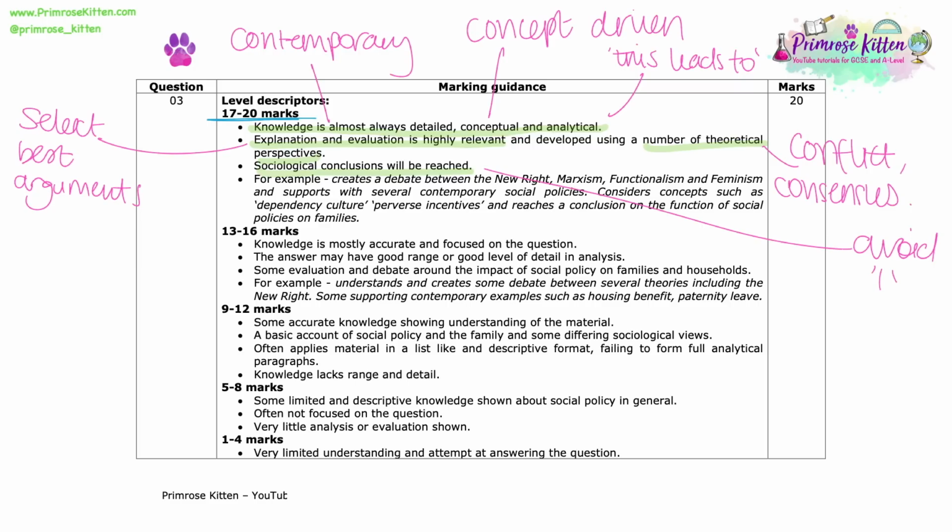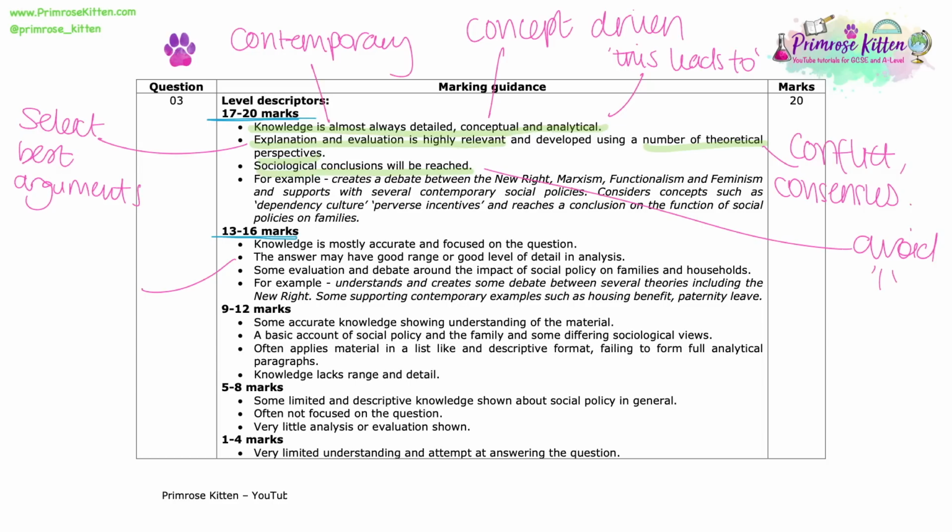And then really, if we are considering the difference between the 13 to 16 mark band and 17 to 20 mark band, you are still going to be producing a good solid essay within 13 to 16 marks. It is still going to be well structured. The main difference for me from an examiner's perspective is that second line down.